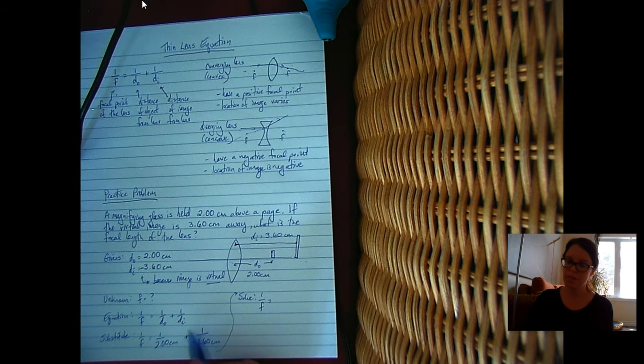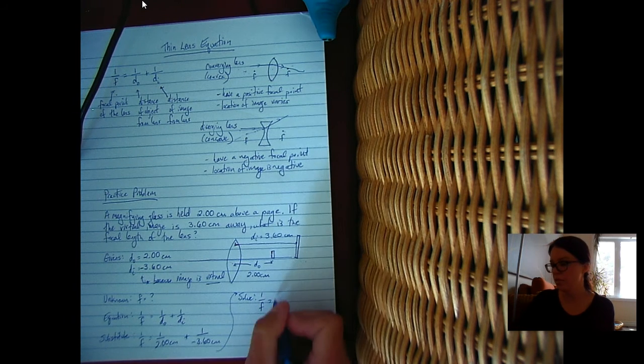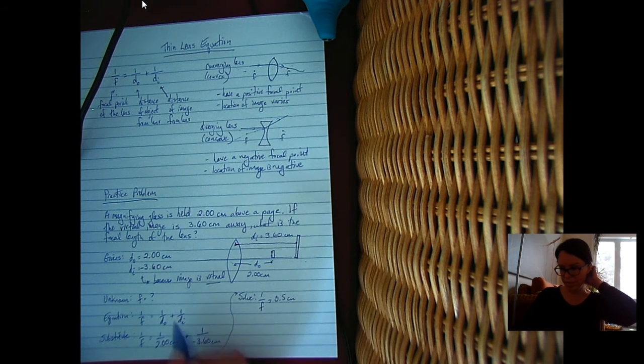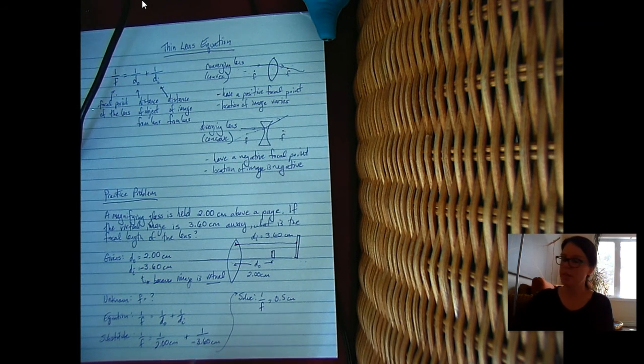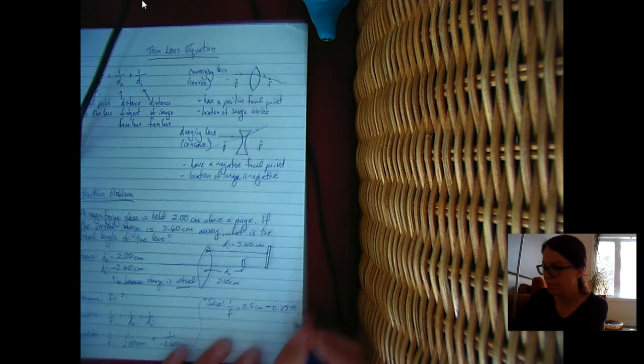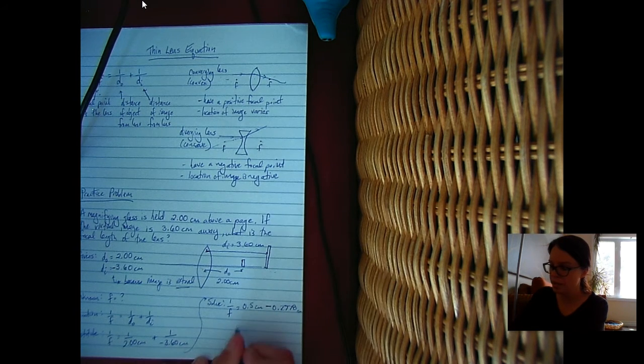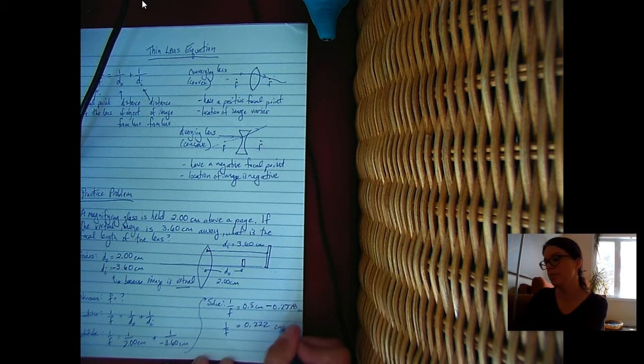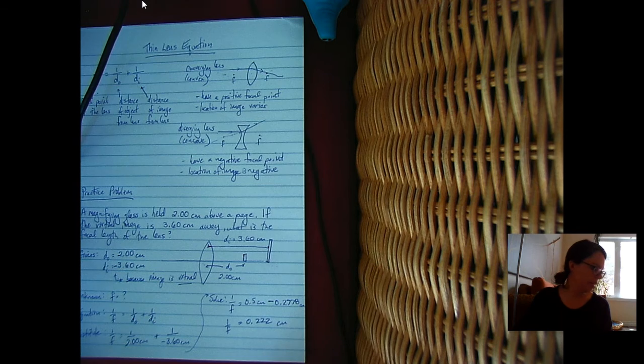If I put 1 divided by 2 in my calculator, it converts to 0.5 centimeters. If I do 1 divided by negative 3.60, it comes out to minus 0.2778 on the end centimeters. So 1 over F is going to equal 0.222 centimeters. And then there is a button on your calculator for most of you.